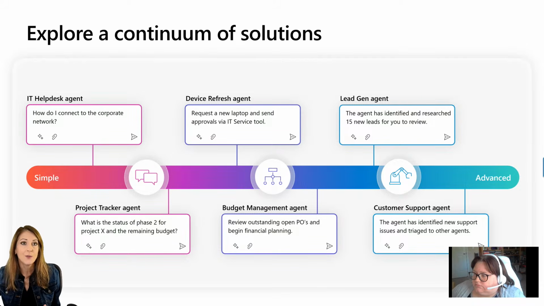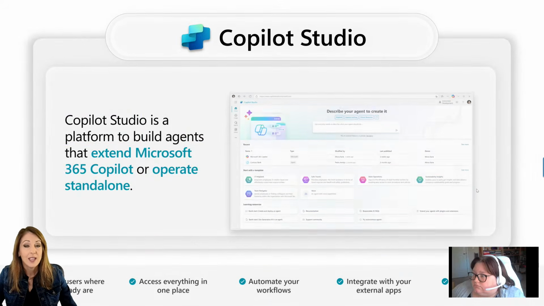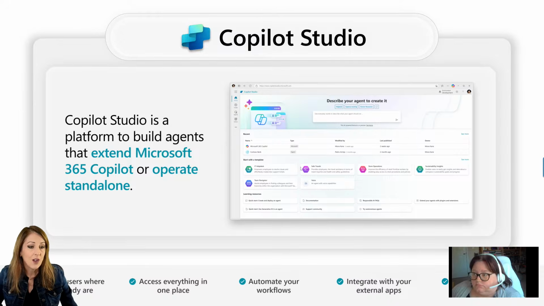So this is where I usually translate and try to make everything understandable to people who are not necessarily super technical, just business users, power users. This is showing you the spectrum of how complex you can get. IT help desk agents and project tracker agents can be pretty simple, and you can go all the way up the spectrum to more advanced, tying into your own company databases and getting extremely detailed.